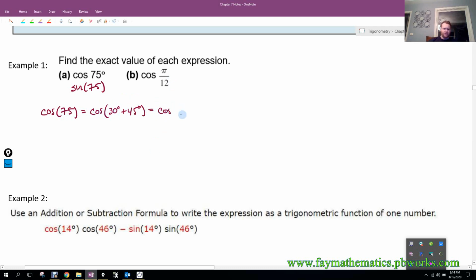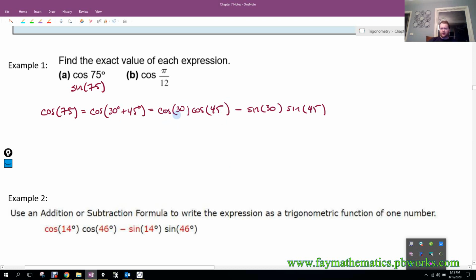So the cosine formula goes cosine, cosine, cosine. This is a positive, so it's going to go minus. And then it goes sine, sine. You notice I left the arguments blank because when I do that, I get the general structure. It's just then those two angles, 30, 45, 30, 45. Okay? And now we should be able to evaluate.